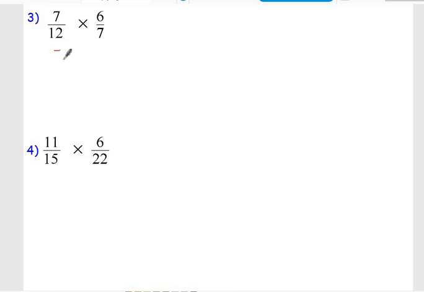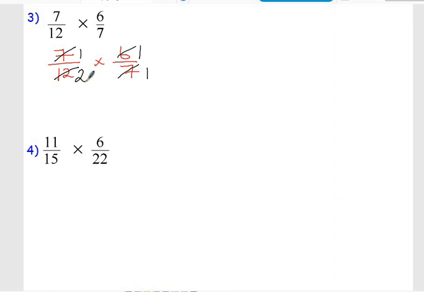So again, I'm going to rewrite it underneath. 7/12 times 6/7. So if we look for our cross cancels here, looking diagonally, first of all, is there a number bigger than 1 that goes into 7 and 7? Yes, there is. 7 goes into itself once, 7 goes into itself once. Looking the other way then, is there a number that goes into 12 and 6? Yes, the highest number that goes into both 6 and 12 is 6. So we can cancel these off. 6 goes into 6 once, 6 goes into 12 twice.